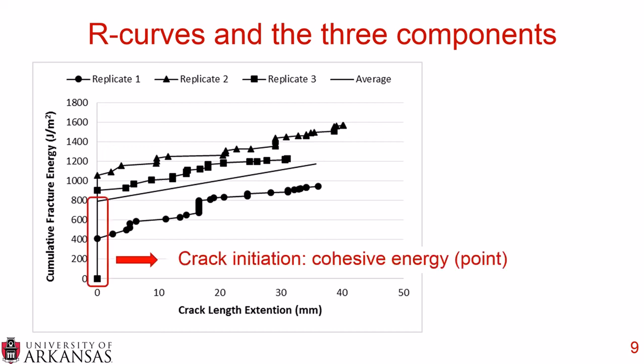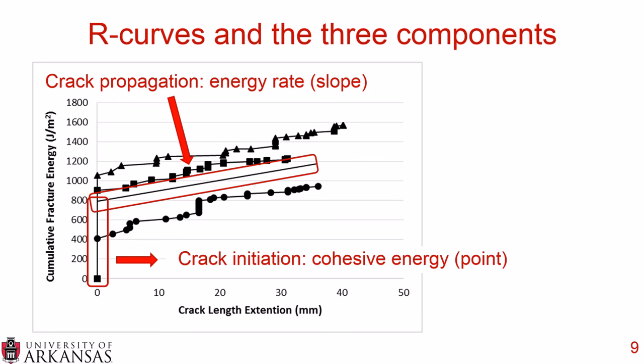The first is the crack initiation, which is the cohesive energy, and that is the point when you leave the y-axis. So you can see in this curve, the cumulative fracture energy continues to increase with zero crack length extension, and this is all cohesive energy. So how much energy is going into starting to form the crack? And you can see it peaks out just around 800 joules per meter squared.